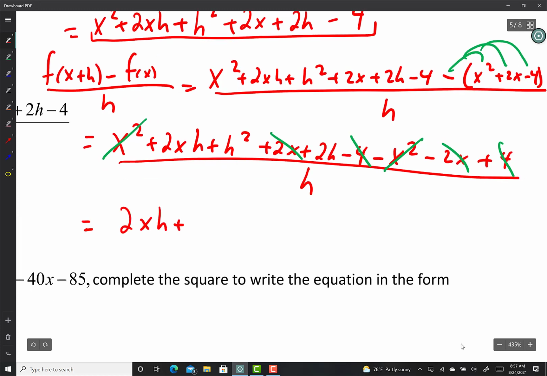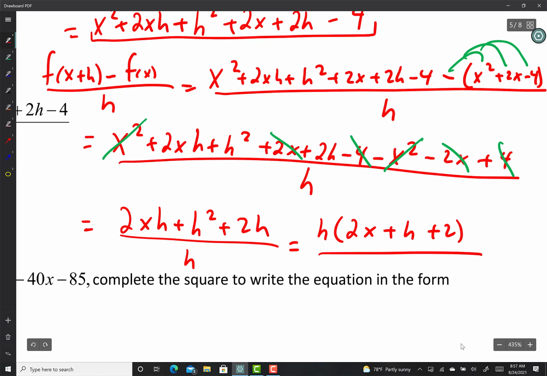Finally, you have 2xh plus h squared plus 2h all over h. And if you want to cancel out one of the h's there, that's fine. I like to factor it out first. And there it is. 2x plus h plus 2. Cool.